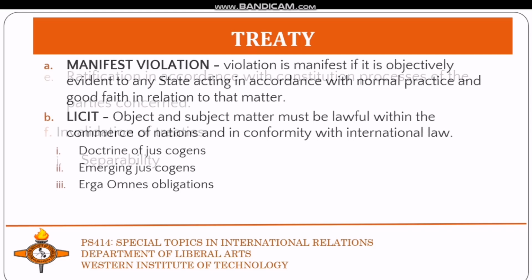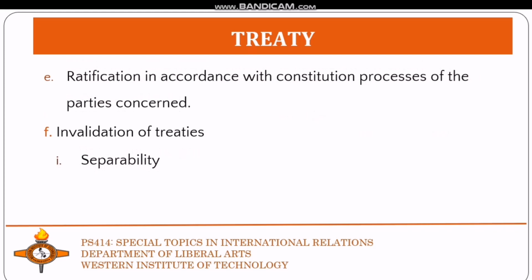Next slide is the ratification in accordance with the constitutional processes of the parties concerned. So Section 21, Article 7 of the Philippine Constitution states that no treaty or international agreement shall be valid and effective unless concurred in by at least two-thirds of all the members of the Senate. Then for invalidation of treaties under the VCLT, grounds to invalidate a treaty may be classified as situations where the state did not freely give its consent, such as separability.